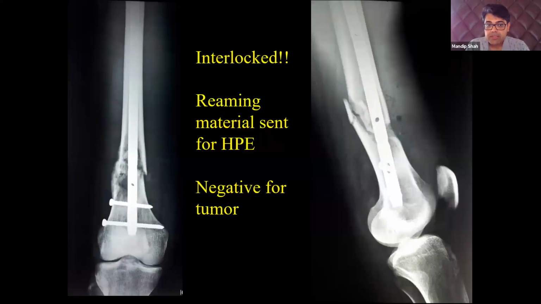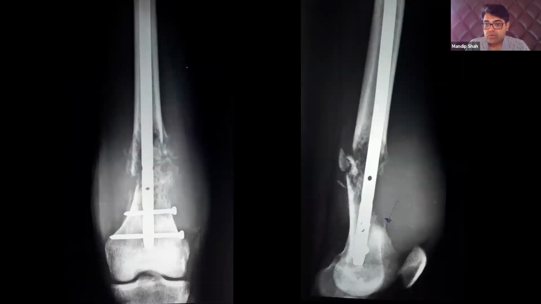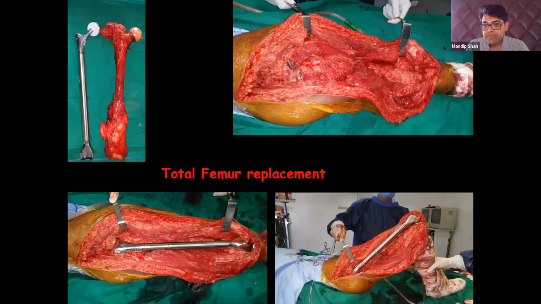He believed this diagnosis. He did a nailing, interlocking nailing. He did send the reaming material for histopath, which was obviously negative for any tumor. And this was actually an osteosarcoma. So when the patient presented to us, he had a large anterior soft tissue mass. The destruction had progressed. And this patient would have got a nice limb preservation surgery with just a diaphyseal or metadiaphyseal resection, a joint sparing resection. On the contrary, he ended up having a total femur replacement because the nail contaminated the entire canal.